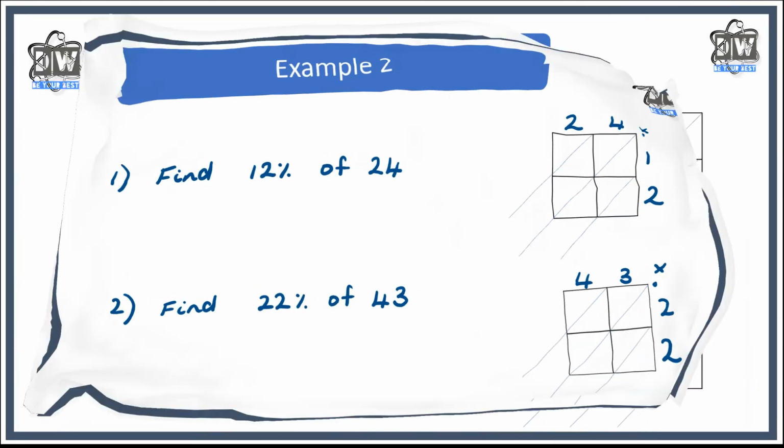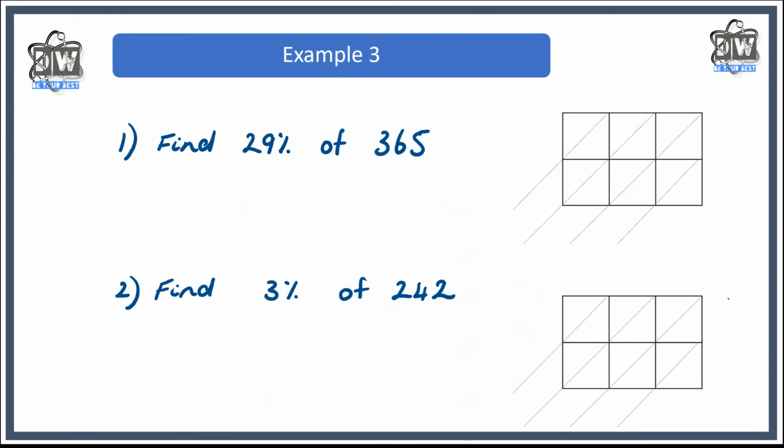Now I'm going to throw these next two over to you. Just exactly the same. I'm even going to draw out the lattice method for you. So you've got 365 timesing by 0.29. And on the bottom one, you've got 242 timesing by 0.03.